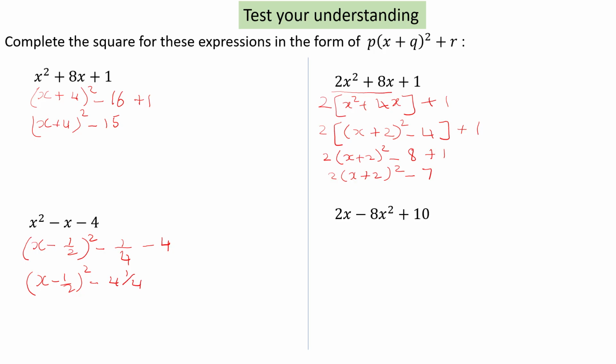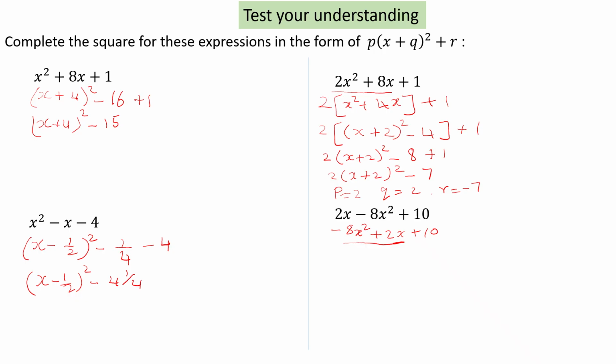So here p equals 2, q equals 2, r equals negative 7. Next one, 2x minus 8x squared plus 10. Before I do it, I'm going to rewrite this one. Minus 8x squared plus 2x plus 10. So now I'm going to factorize the first two terms.